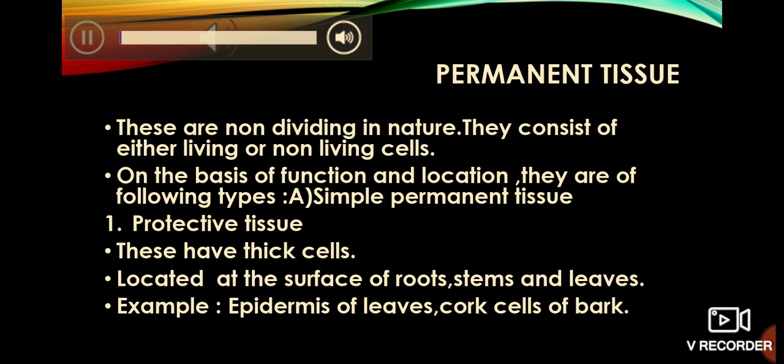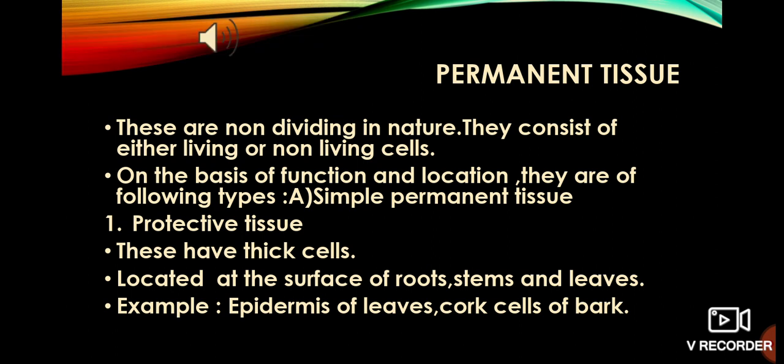Today's class we will be talking about the second type of plant tissue, that is the permanent tissue. As we know, meristematic tissues consist of cells which are continuously in a state of division. They are multiplying in number. But the permanent tissue consists of cells which are non-dividing in nature. That means they will not undergo any further division. They have already become mature.